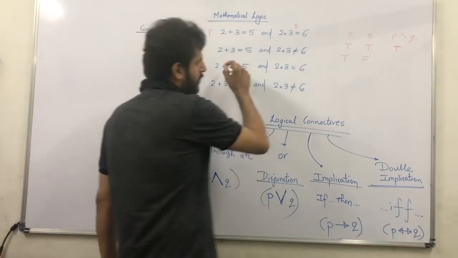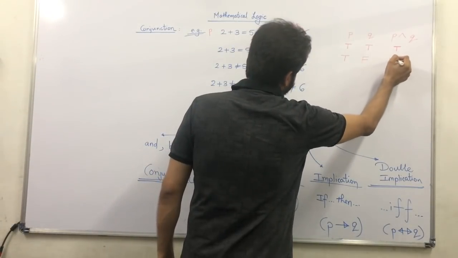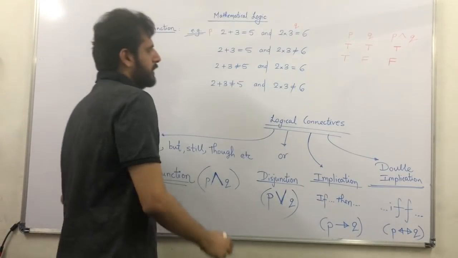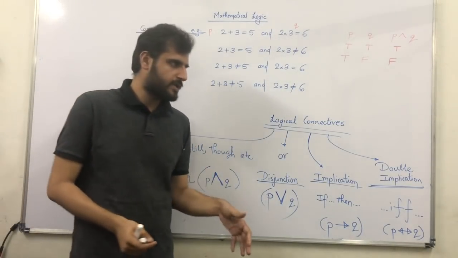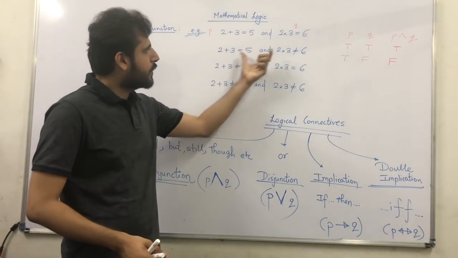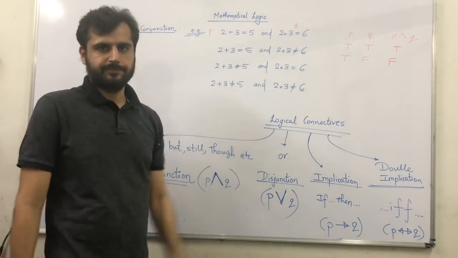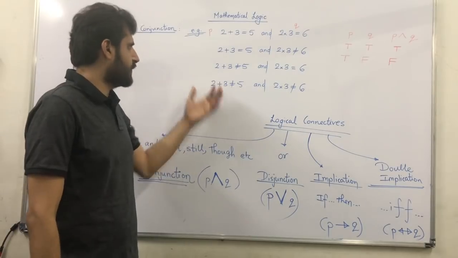So in this scenario, we say P and Q is a false statement. Why is P and Q a false statement? Because one is true and the other is false. Okay, same goes for the next example.